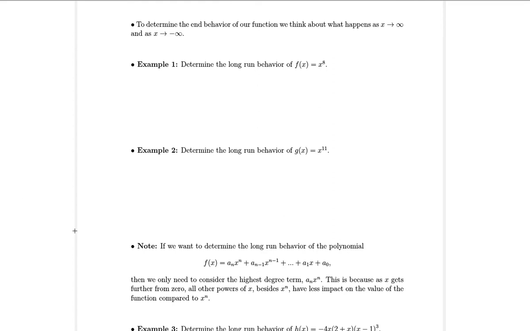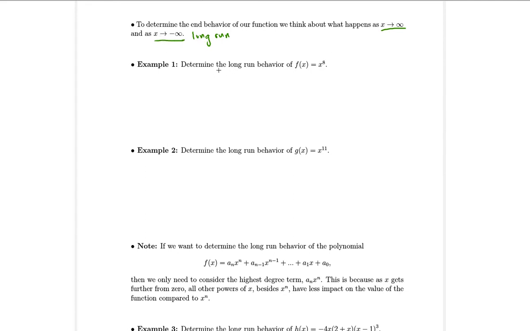It says to determine end behavior or long run behavior. If I slip up and say end behavior, it's the same thing. Our textbook uses the phrase long run. I'm just in the habit of saying end, so if I accidentally mix those up, they're the same thing. All right, so what we need to do is think about what happens as x goes to infinity and x goes to negative infinity, right? X gets really big or x gets really negative.